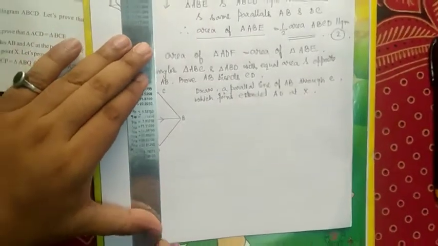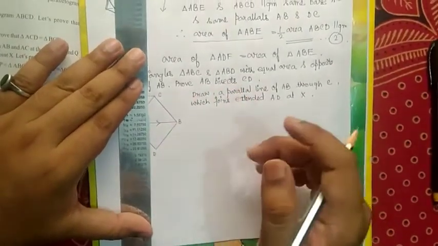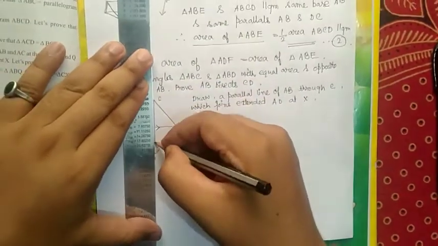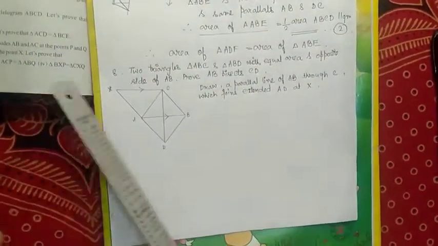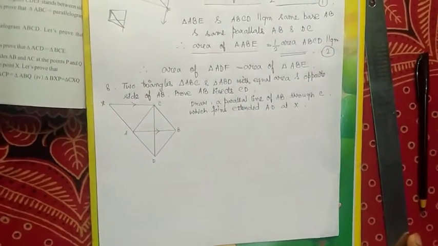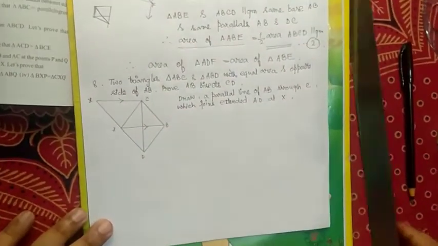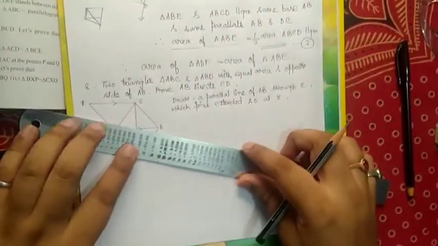And one more thing, we have to prove that AB bisects CD. So we have to join CD here. Now we have to join BX.